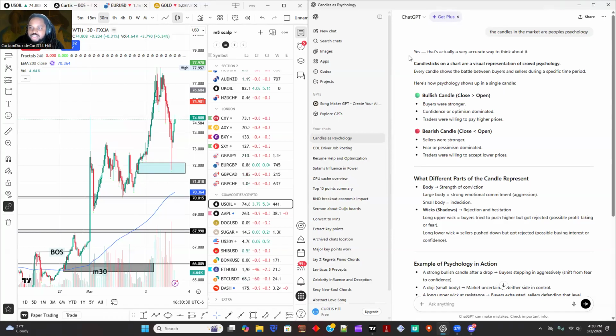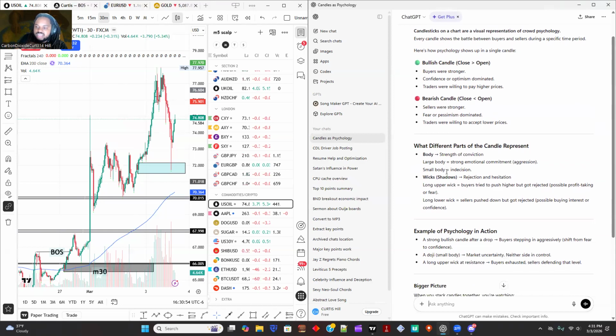Here's how psychology shows up on a single candle. Bullish candle, close above open. Buyers are stronger. Confidence or optimism dominate. Traders are willing to pay higher prices. Bearish candle, close below open. Sellers are stronger. Fear and pessimism dominate. Traders are willing to accept lower prices, right?